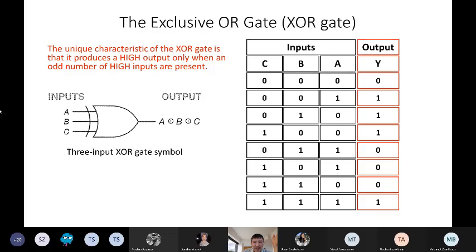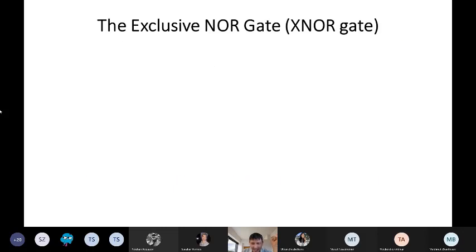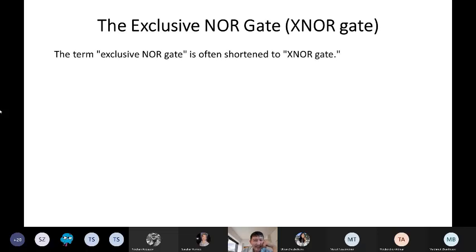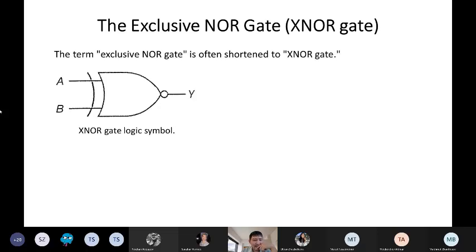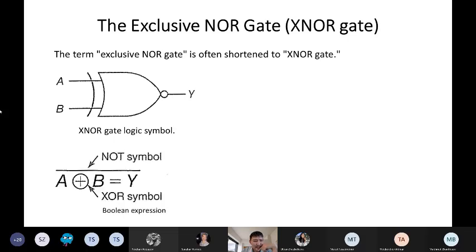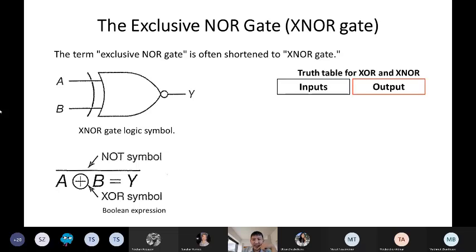Confused. XOR gate. Okay, XOR gate and XNOR gate. Thank you for this remark. Here it's a symbol, and next is the Boolean expression. We just add this over bar, that's it. And next one, the truth table for XOR and XNOR. Let's fill it out and understand how it's working. Actually, it's similar to the XOR gate, but the output should be inverted, right?